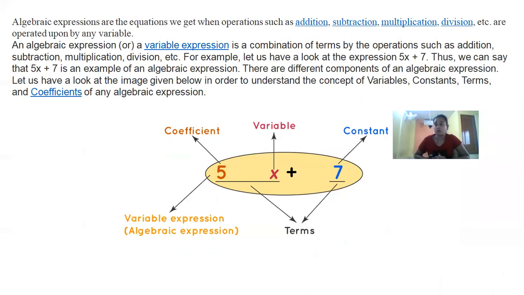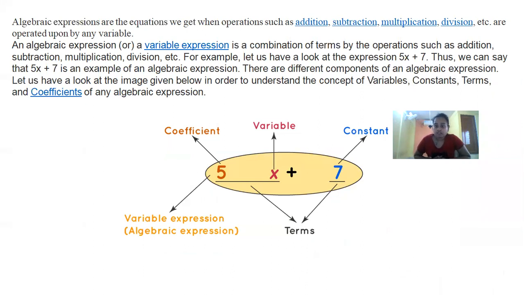If you put x equal to 1, what will be your answer? It will be 12. If you put x equal to 2, what will be your answer? It will be 17. That means depending upon the value of x, this expression 5x plus 7 has different values in different situations. So this is a variable expression where we have an unknown variable, which is x, which can have any value depending upon the situation.